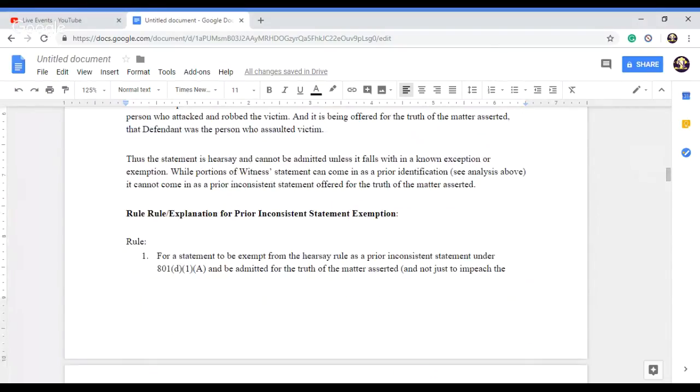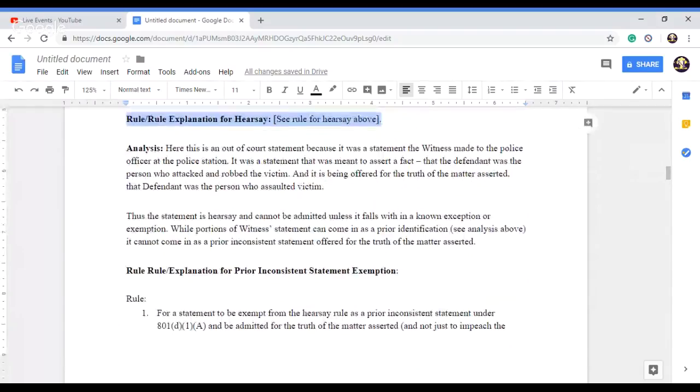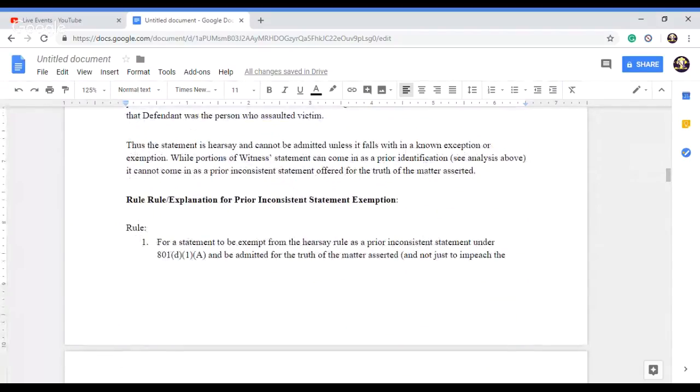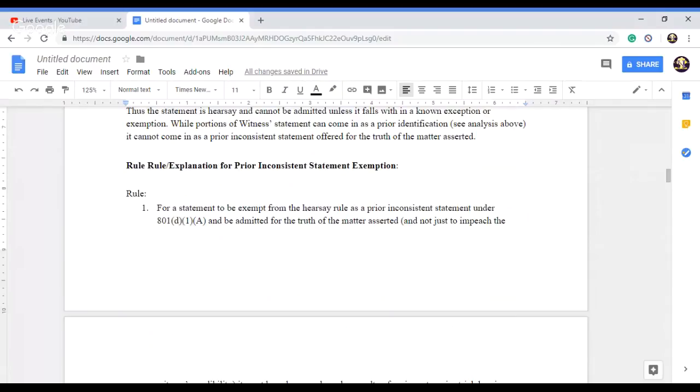Now, here is the rule and rule explanation for prior inconsistent statements, the exemption. For this, it says, for a statement to be exempt from the hearsay rule, a prior inconsistent statement under the section. Now, remember, the professor said you didn't really need to know the section. These sections are in here for illustrations, but you don't have to actually know the number and the precise lettering of the rule. You just have to know the rule.